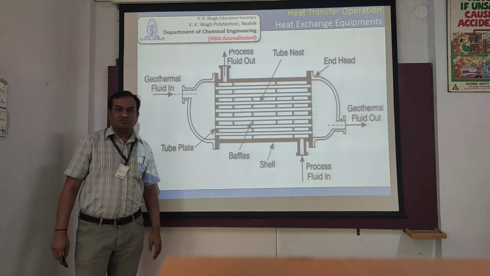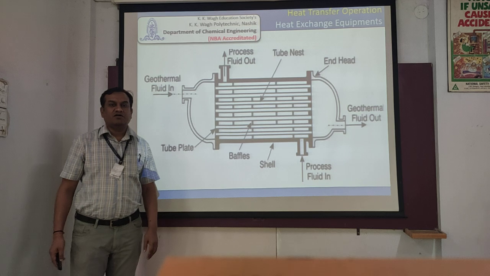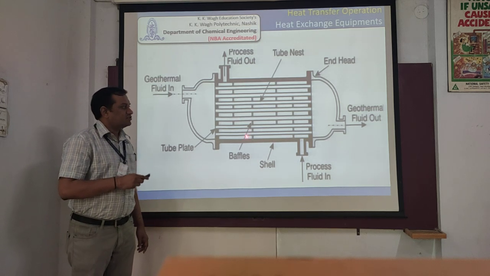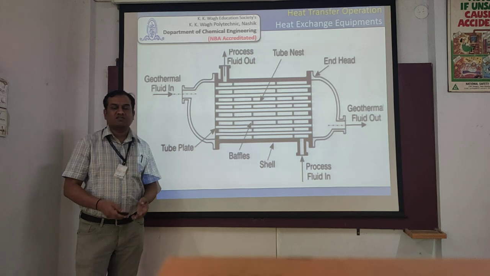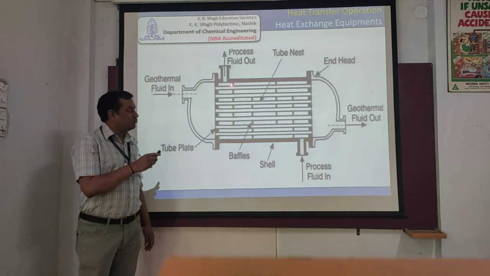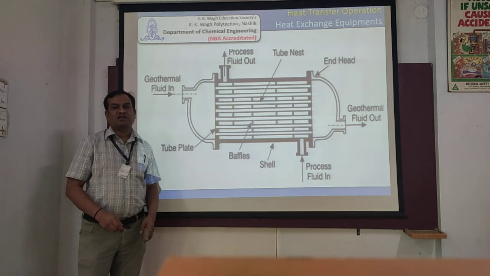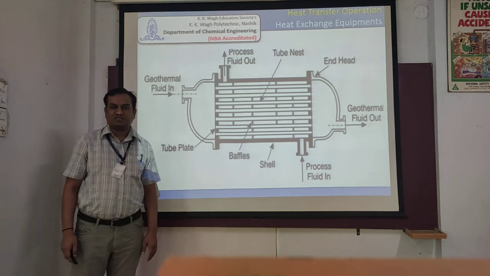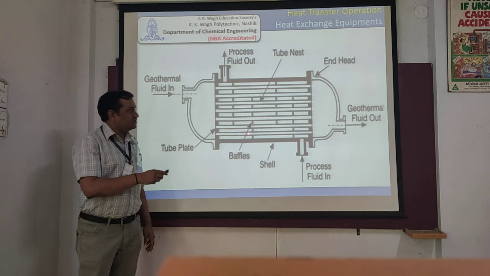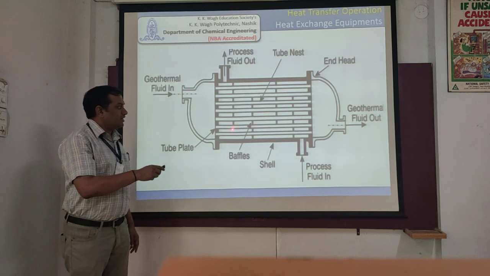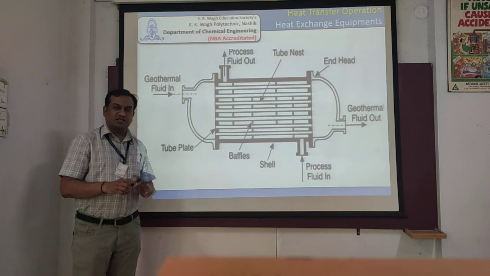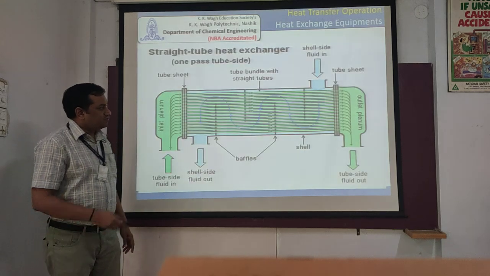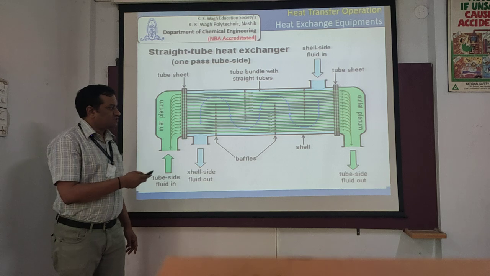Baffles are actually circular in shape, because the shell of a shell and tube heat exchanger is also a cylindrical part, and in the same way these baffles are also circular. But we are studying only in two dimensions, which is why it is shown as a vertical line, but it is actually circular in shape. So you can study the shell and tube heat exchanger in this way also.